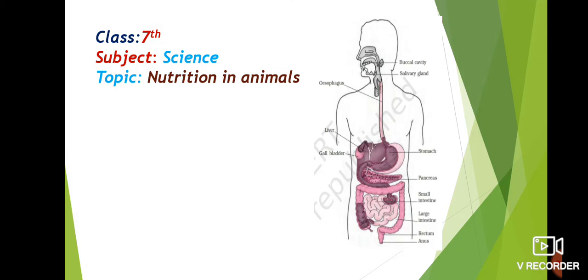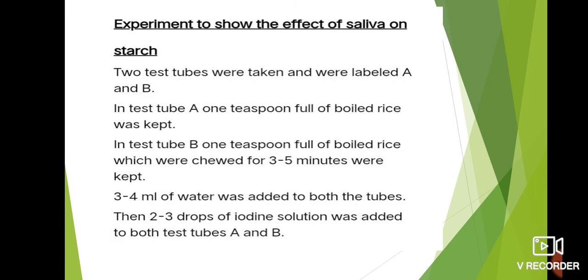Today I'm going to explain the second chapter in science, that is Nutrition in Animals, part 2, for class 7. In part 1 we discussed the modes of nutrition in animals, the parts of the human digestive system in the mouth and buccal cavity, teeth and their types, and the importance of saliva. Today we are discussing more about the different parts of the human digestive system and the effects of saliva on starch.